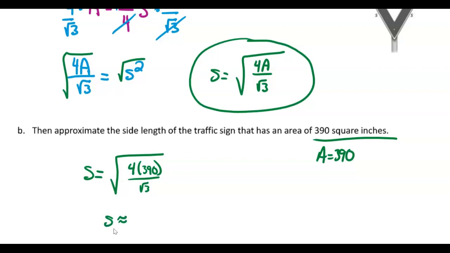So I type all of this in, a nice big square root. I use my fraction key and everything to keep it all separated out. And I end up with about 30 inches. I rounded that off, but it was right at 30 inches. So that means the side of this traffic sign, the yield sign, is 30 inches long.